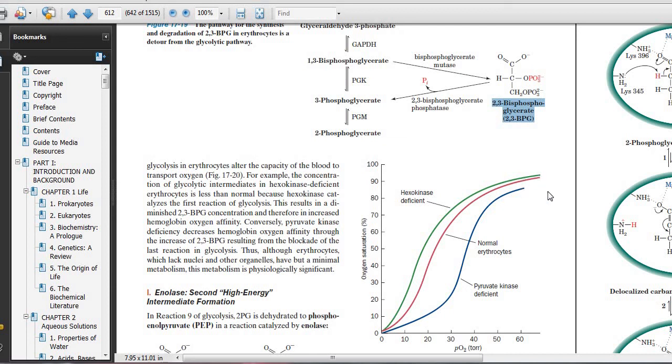So from this, we can end reaction 8 of glycolysis. In the next video tutorial, we are going to describe reaction number 9 and reaction number 10 of glycolysis. Thank you.